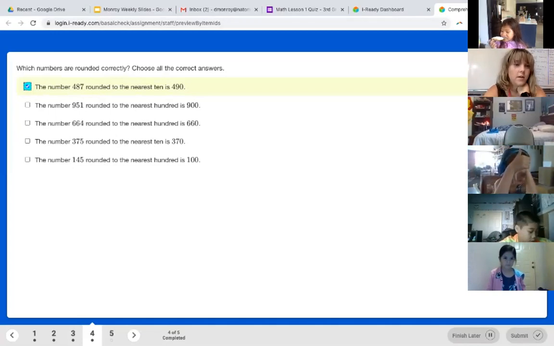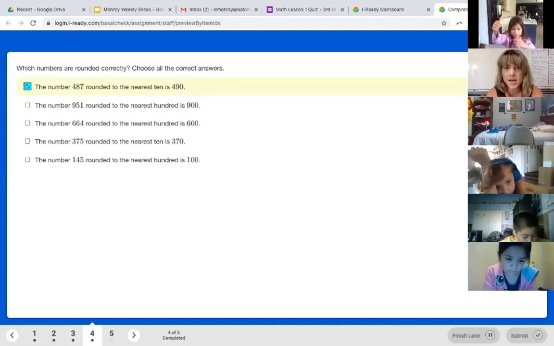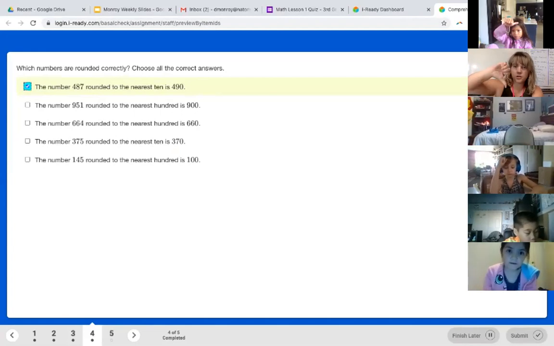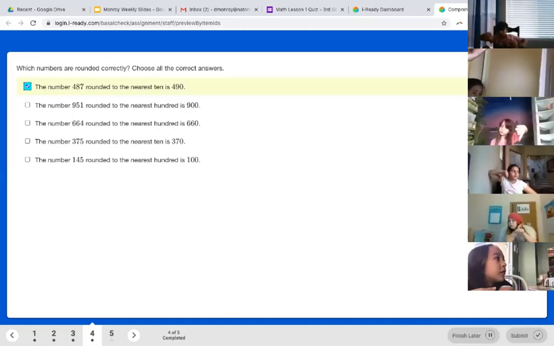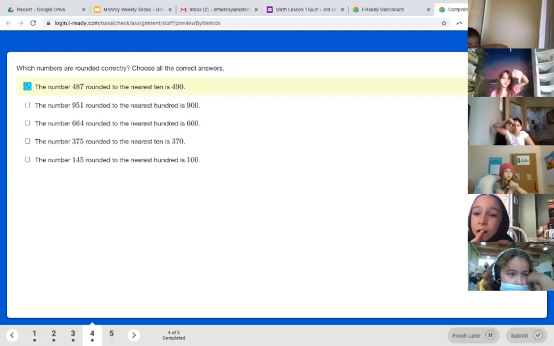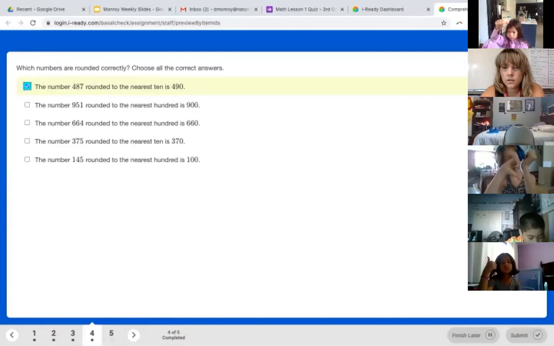All right, next one. The number 664 rounded to the nearest 100 is 660. So we're rounding to the nearest 100. So is the nearest 100 660? Agree? I'm not sure. Disagree? This one's trying to trick you, so we might need to do this one. I'm seeing some down. I'm seeing some to the side. So let's go ahead and do this one, okay?